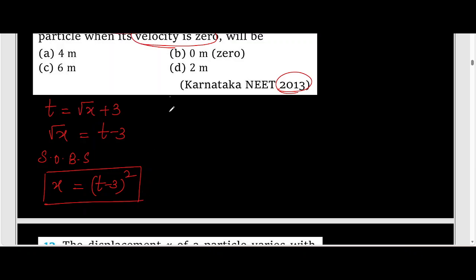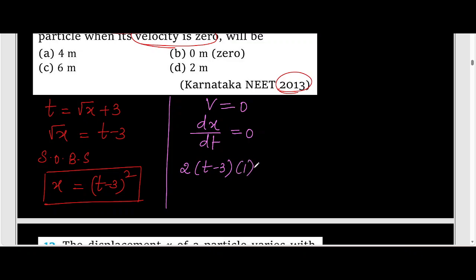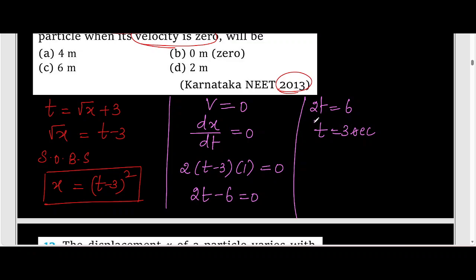Now find out velocity. Question says velocity is 0. What is velocity? dx by dt. Now this is 0 according to question. So differentiate the x. What will you get? Differentiation of x power n is n into x power n minus 1. Now differentiation of this t minus 3 term, you will get 1. This is equal to 0. Now just multiply it. 2t minus 6 equal to 0. So 2t will be equal to 6. And what is t? It is 6 upon 2. You will get 3 seconds. So time is 3 seconds.